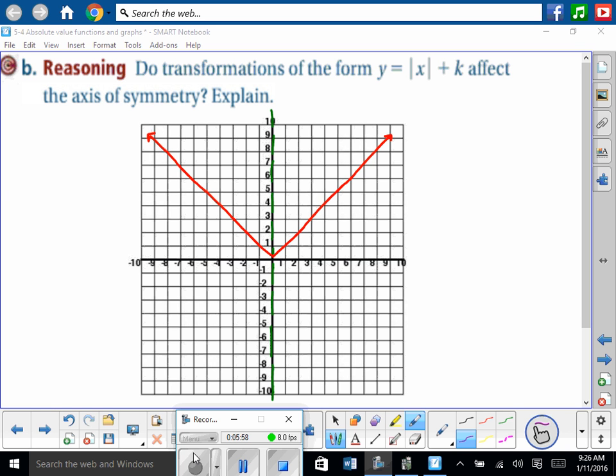Okay, awesome. You're absolutely right. So good. Why do you say no? It has to move left or right to affect the axis of symmetry. Okay, so it has to move left or right to affect the axis of symmetry. So if we move it up here, is my axis of symmetry the exact same? If I move it down here, is my axis of symmetry the same? Yes. So anything added on the outside does not affect our axis of symmetry.